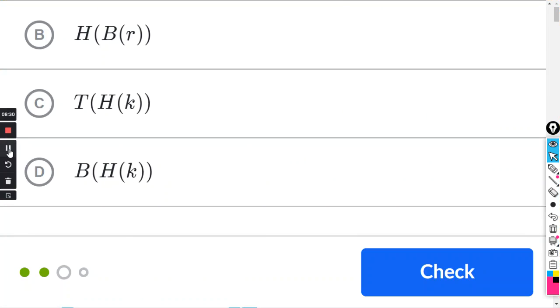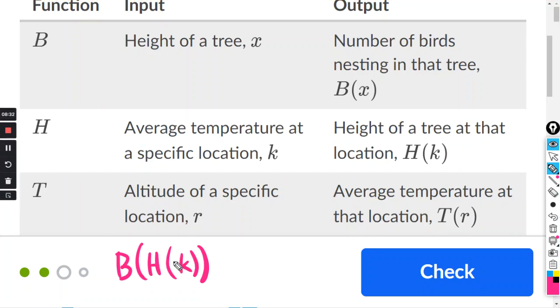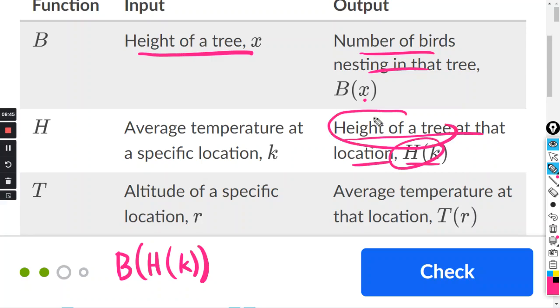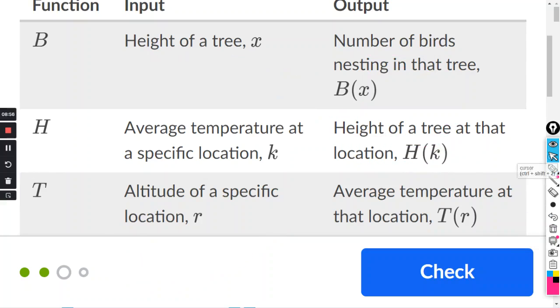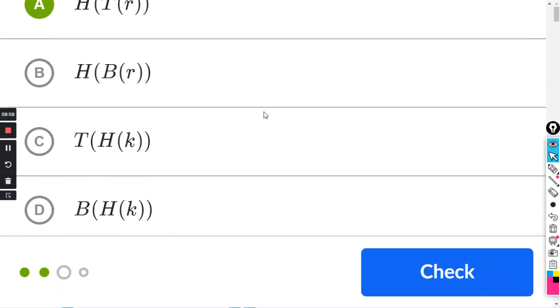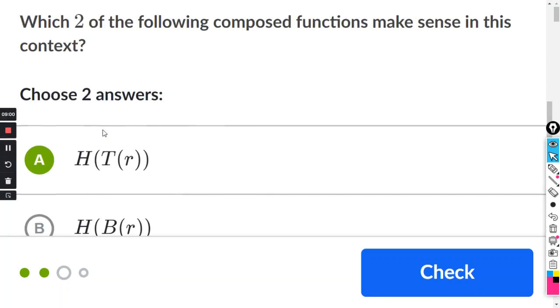Okay, finally, B of H of K. Let's hope that works. B of H of K. Well, H of K is the height of a tree. The B function is the number of birds based on X, which is the height of a tree. So you can take H of K, which is the height of a tree, and plug it in for X, because that is the height of the tree, and you'll get the B function. So that works. So answer D is also correct. So we have A, we have D. It said two answers.